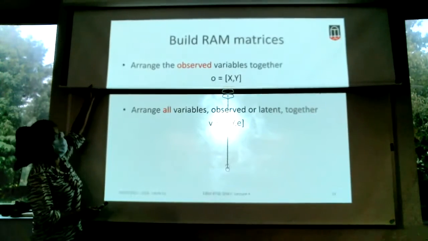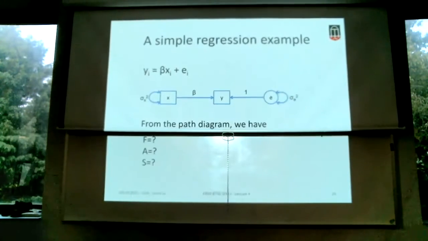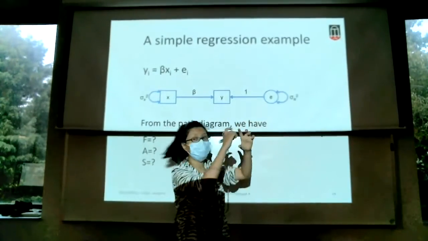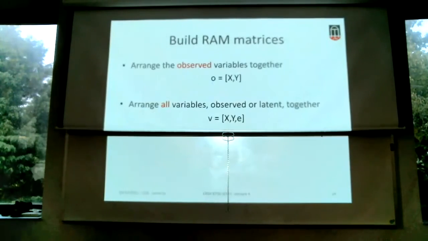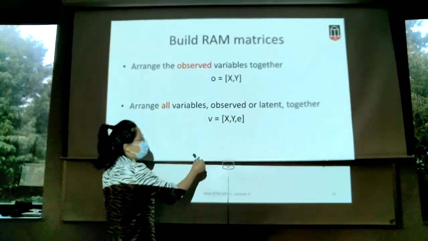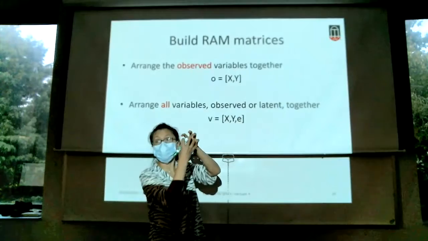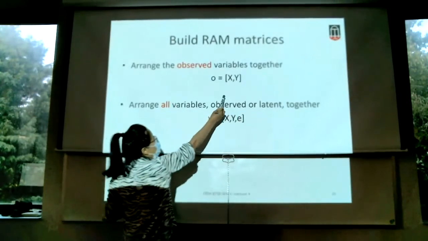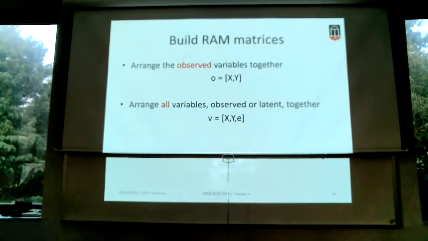First, let's look at the variables. In this case, we have two observed variables, X and Y. But here we also have the error part. This part is not directly observed; we use a circle to show it as the error part. By including the error part, we have another set of variables, all variables. In addition to the observed variables X and Y, we also have E. E is a latent variable, a circle, but included in this model. So we have observed variables X and Y, and all variables X, Y, and E. Two sets of variables.